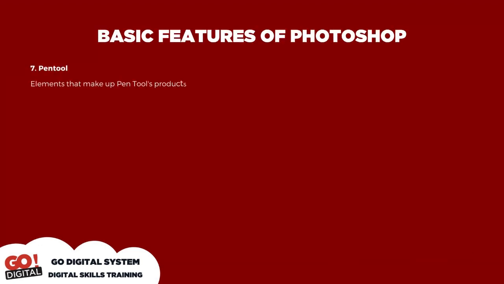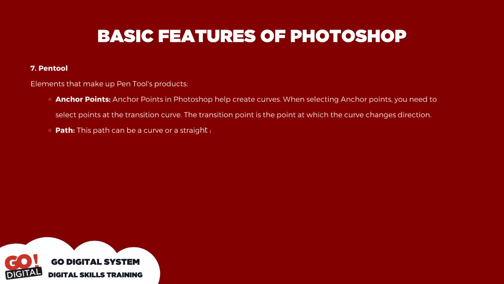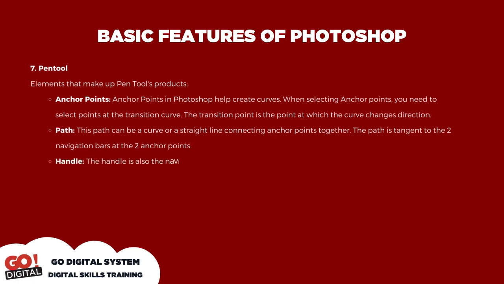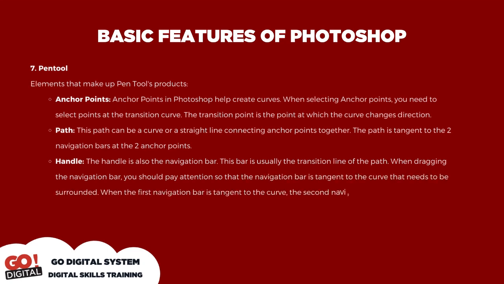Elements that make up the pen tool's products: anchor points. Anchor points in Photoshop help create curves. When selecting anchor points, you need to select points at the transition curve. The transition point is the point at which the curve changes direction. Path. This path can be a curve or a straight line connecting anchor points together. The path is tangent to the two navigation bars at the two anchor points.